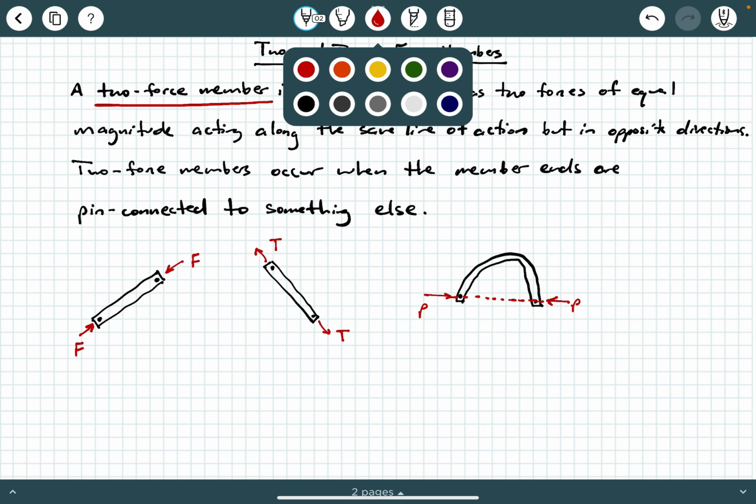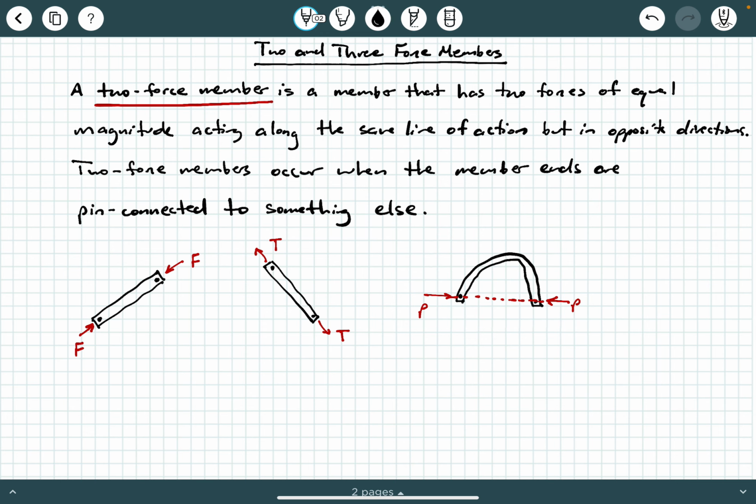What if we had a really weird shaped member? What if we had this kind of serpentine shaped member like this? As long as it's pin connected, and let's say that it has a force P here and a force P here, as long as it's connected with pins at its ends and the line of action of these 2 forces is the same and there's no other applied forces, that's also a 2 force member, okay? So this is the concept of it.